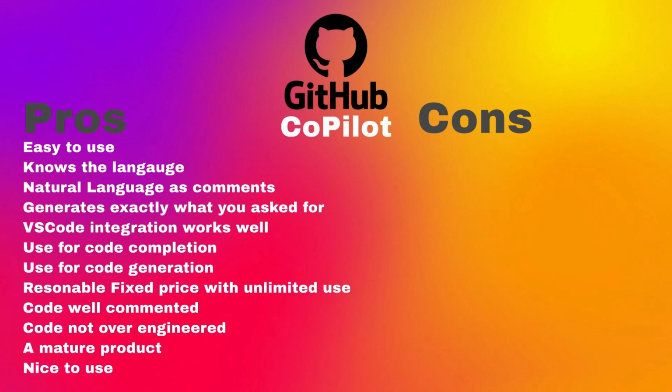CoPilot already knows the language you're using from the name of the file you're editing, and it takes its natural language instructions from the native comments of the programming language you're using. It generated the code I described in my natural language program, nothing more and nothing less. The VS Code integration works well.